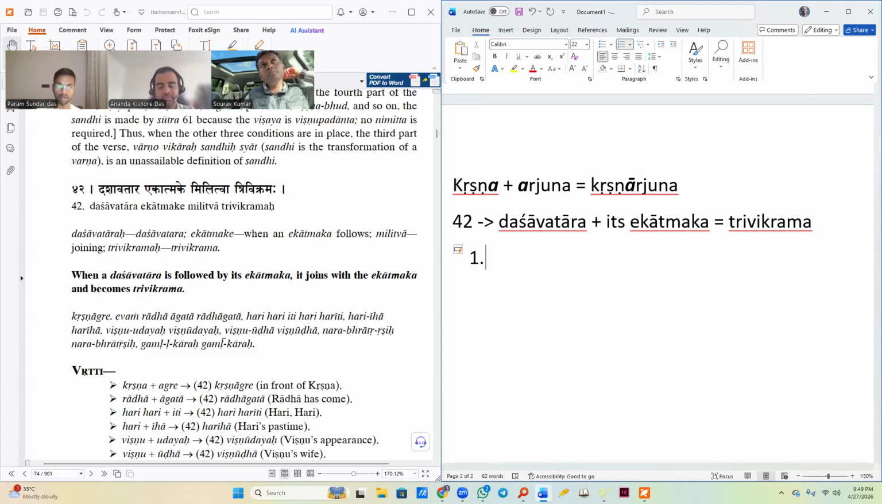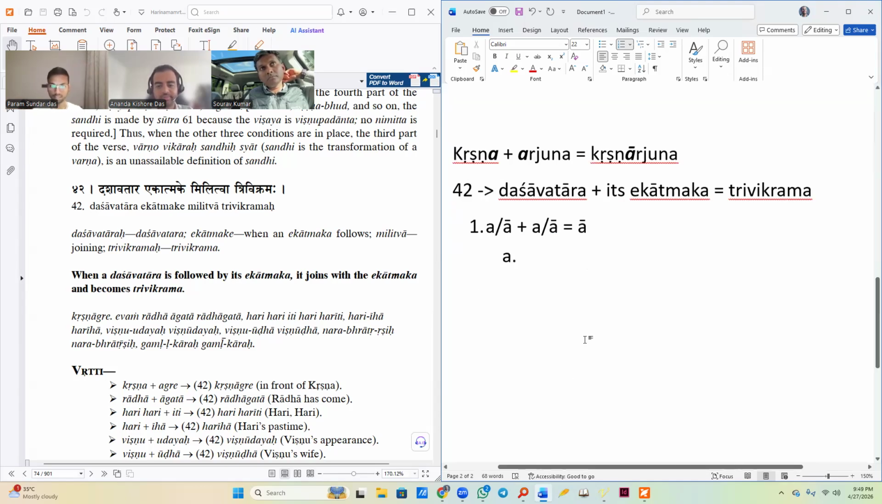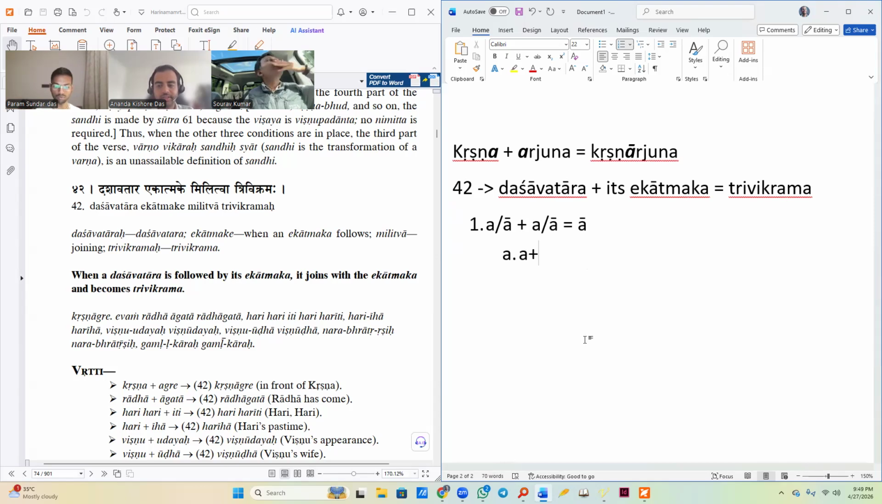So if we have Advaya and Advaya, then the result will be the long A. There are 4 possibilities here. If we get examples of any of these, in all these 4 possibilities the answer would be Trivikrama A. The change would be Trivikrama A.